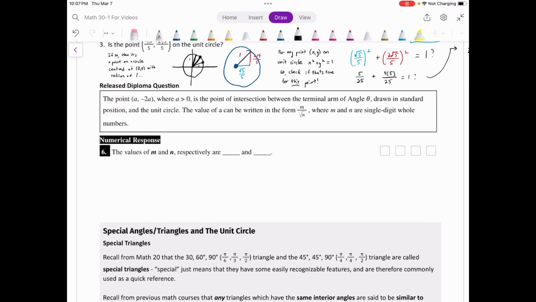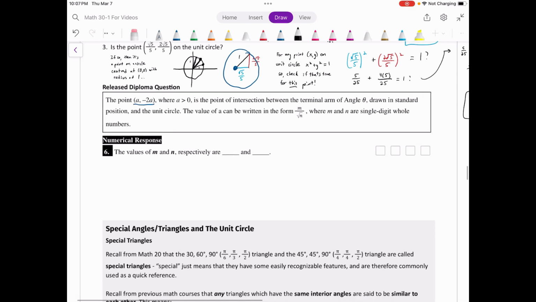All right, so here's one from a diploma. The point A, negative 2a, where a is positive, is the point of intersection between the terminal arm of angle theta, drawn in standard position, and the unit circle. Okay, we love to see that because now we know that the r in any ratio we set up will be 1. The value of a can be written in the form m over root n, where m and n are single-digit whole numbers, and they're asking us for what are the values of m and n.